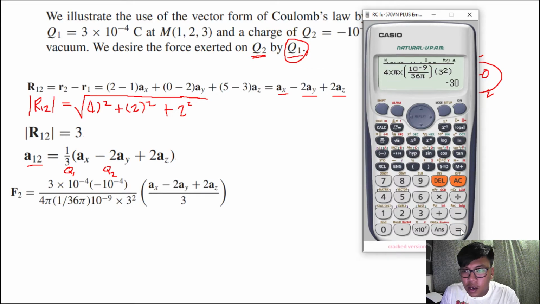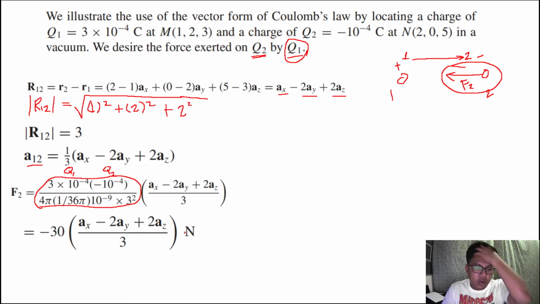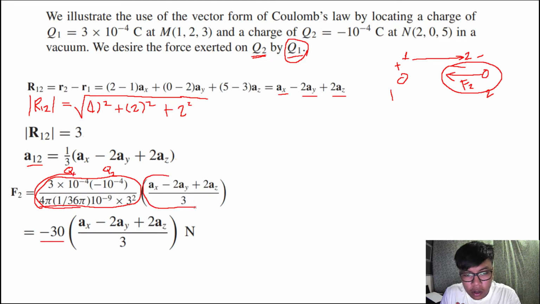Okay, so we have negative 30. So, ang kinalabasan nito is negative 30. So, meron tayo ngayong F sub 2 equals negative 30. Okay, so pansinin, yung magnitude is yung negative 30, galing dito. Kasi ang iba lang naman dyan, yung unit vector. So, yun yung magsasabi ng direction.